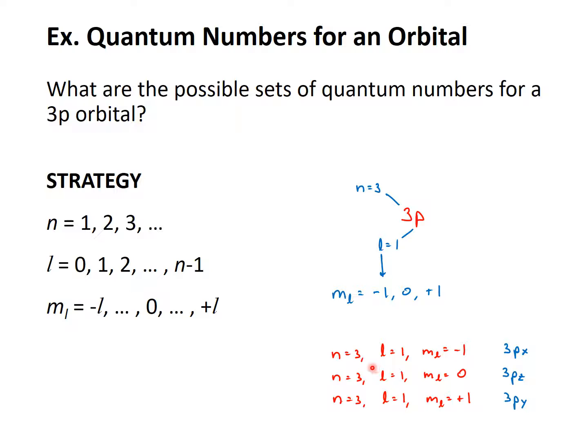Where n equals 3, L equals 1, and ML equals negative 1 would correspond to the 3px atomic orbital. N equals 3, L equals 1, ML equals 0 would correspond to the 3pz atomic orbital. And n equals 3, L equals 1, and ML equals plus 1 would correspond to the 3py atomic orbital.